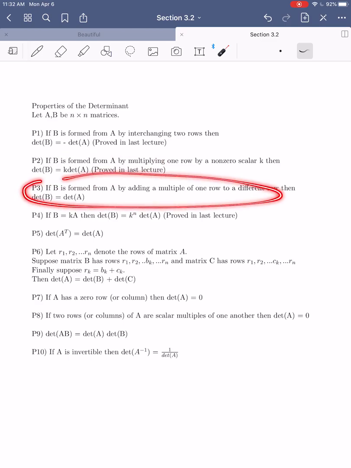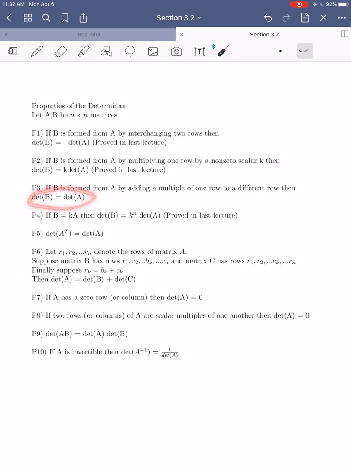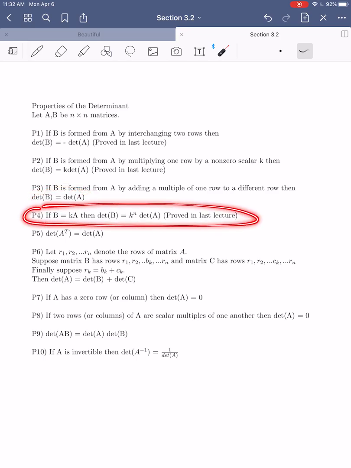P3 we stated in the last lecture, but we didn't prove it. You can see the proof in your textbook though. If B is formed from A by adding a multiple of one row to a different row, then the determinant of B is the determinant of A. And we actually did prove this one as well.